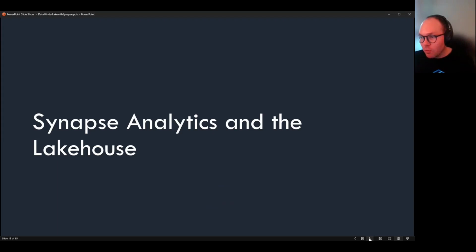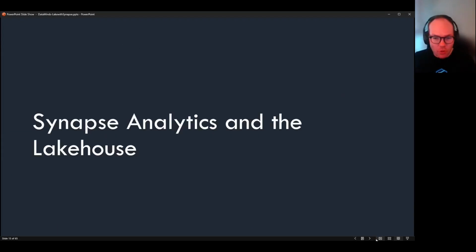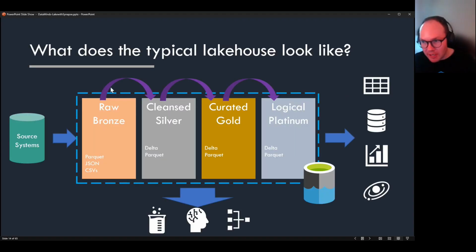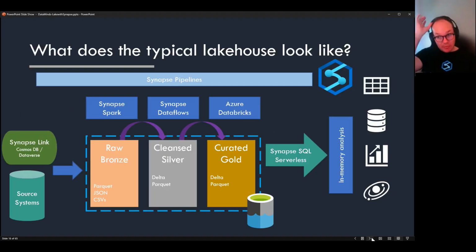So what does this actually look like, right? I've just talked about moving data between layers, but I didn't tell you how to move data between layers. On this slide, there's a lot of jobs being done by these purple lines. It's covering a lot of the difficulties. So what does this look like with Synapse?